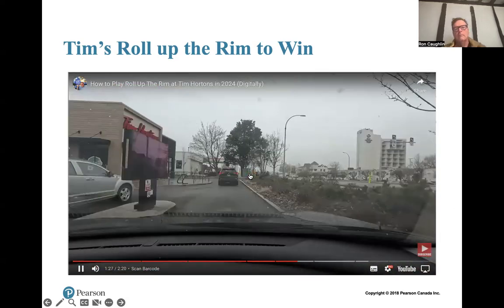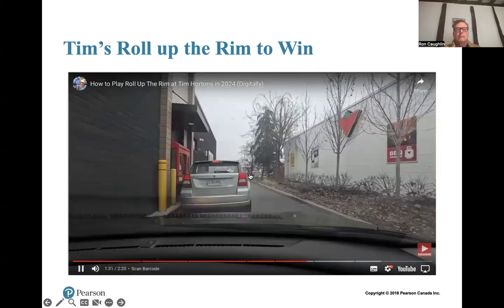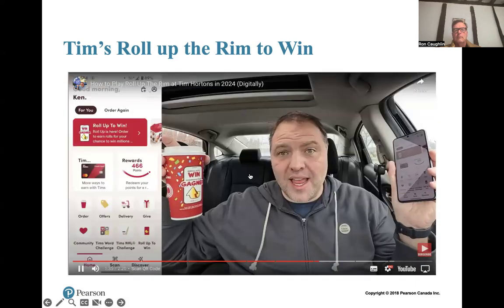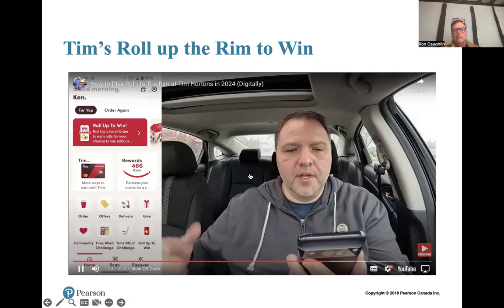I'm going to head through the Tim Hortons drive-through here, grab a coffee. I'll make sure to scan that before. Then I'll come back to you and show you how to roll up the rim digitally. So I got my coffee. I scanned my QR code before I paid, and we'll show you how to roll up to win here.